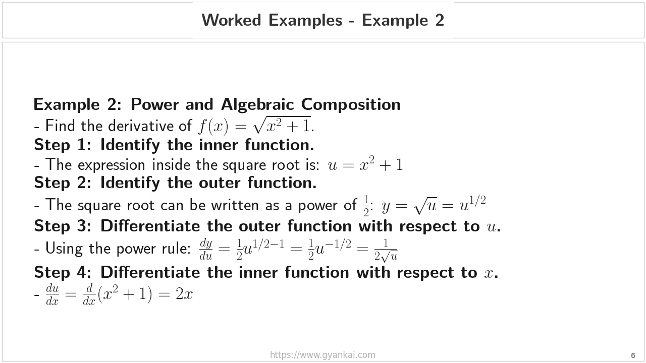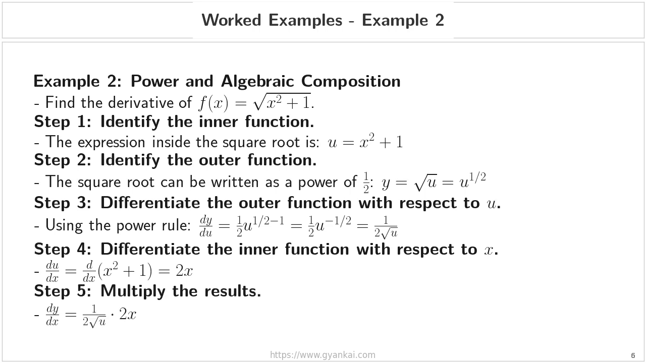In step 4, we differentiate the inner function with respect to x. The derivative of x squared plus 1 is simply 2x. For step 5, we apply the core logic of the chain rule by multiplying these two results together. This gives us the derivative of y with respect to x as the product of 1 over 2 times the square root of u and 2x.